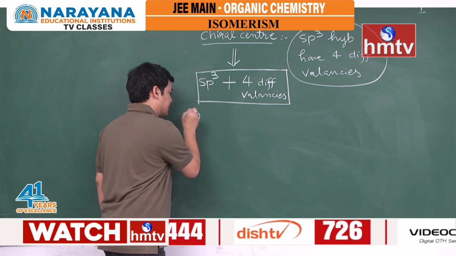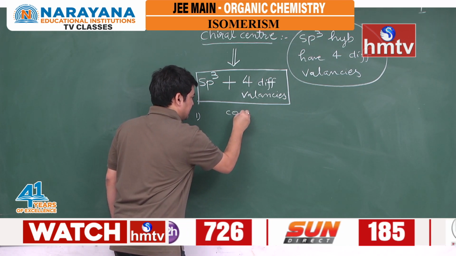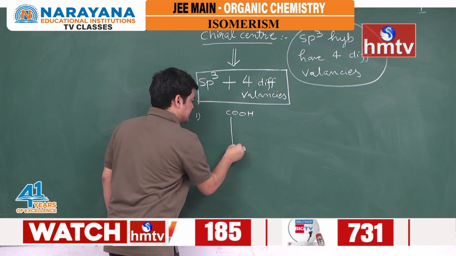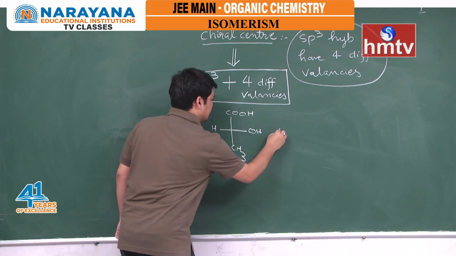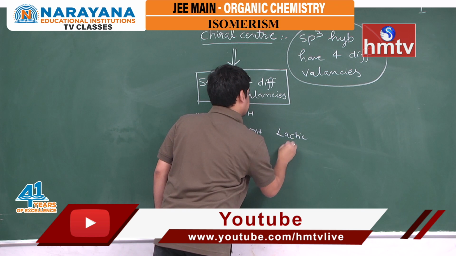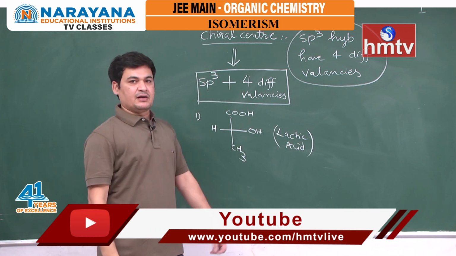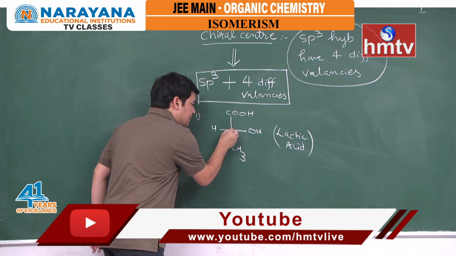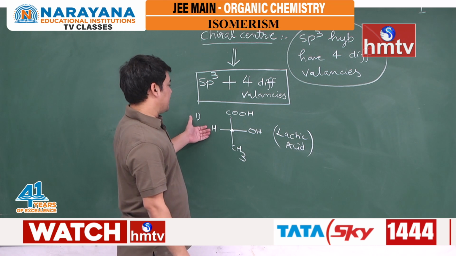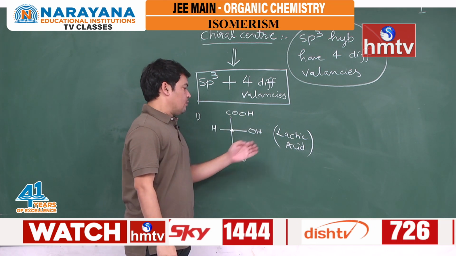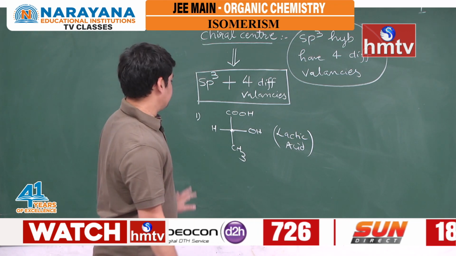Example, I will start with an example. Suppose I have an acid, COOH, CH3, H and OH. This is lactic acid, a very famous example of a chiral center. The middle carbon is sp3 hybridized and has 4 different valencies: one H, one carboxylic acid, one OH, one CH3. So this center is a chiral center, right?